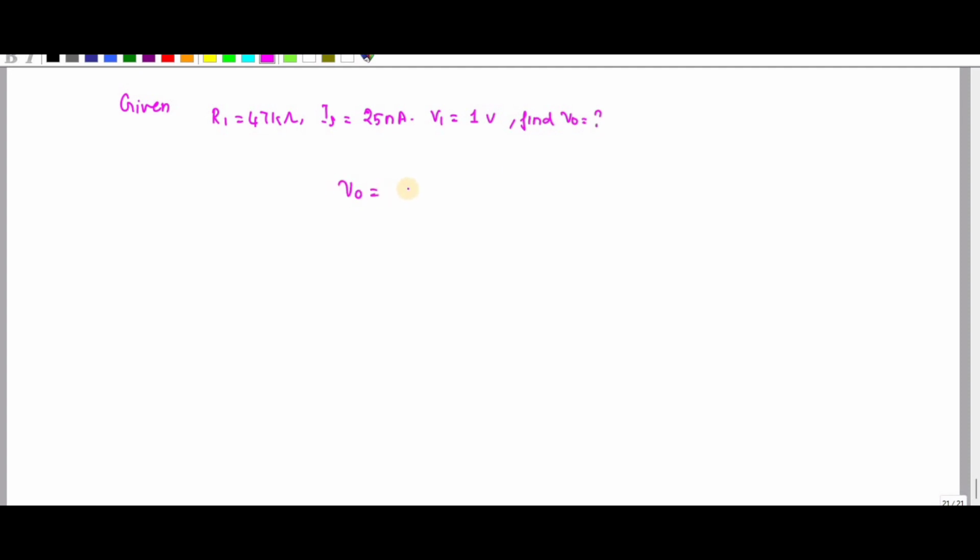So we know that V0 is equal to minus 25 millivolt ln of V1 divided by IS R1, right? So this is the formula. So you have to substitute this value: 25 milli ln of 1 divided by IS, which is 25 into 10 power minus 9, into 47 into 10 power 3. If you substitute this value, you will get the answer as minus 169 millivolt. This is the value of V0.